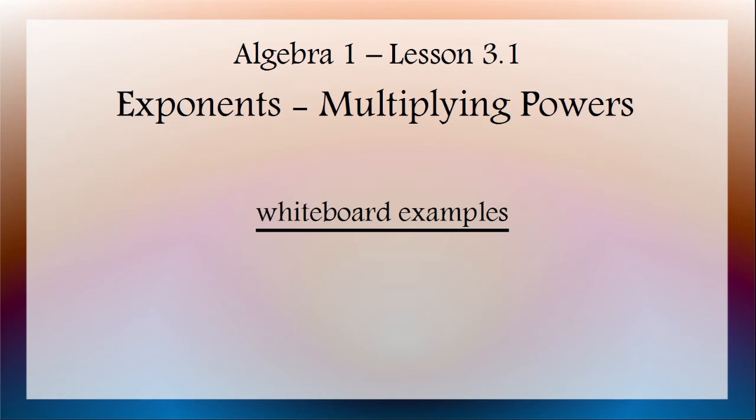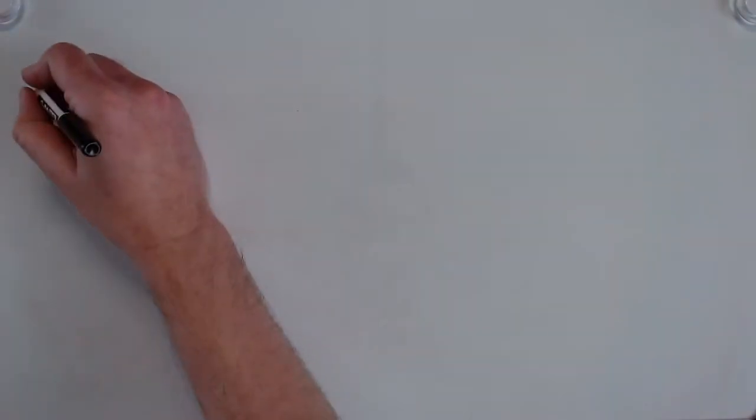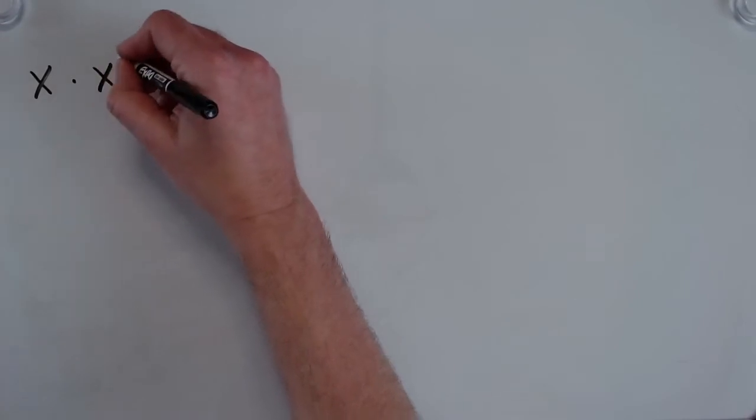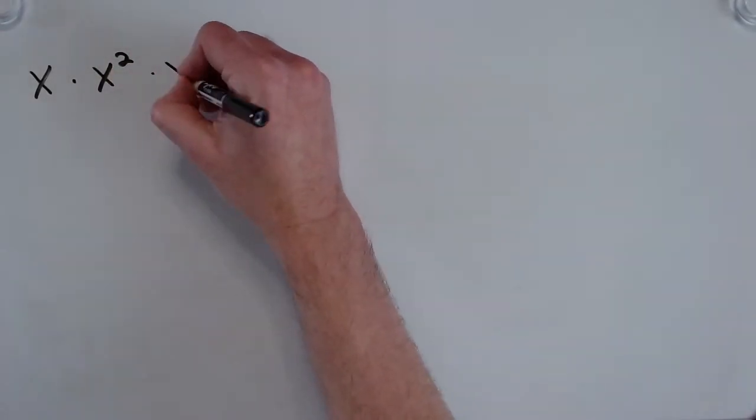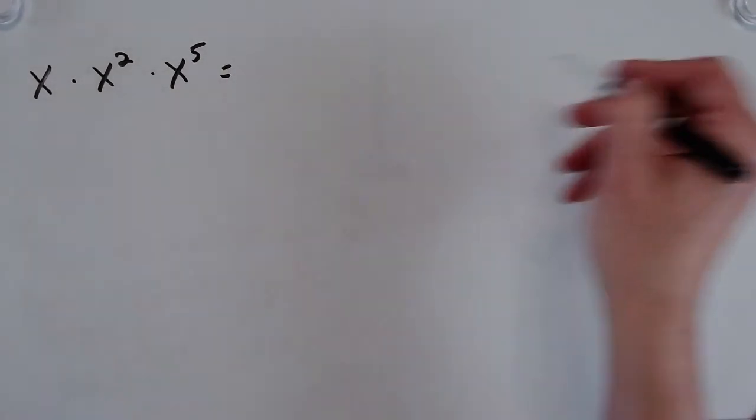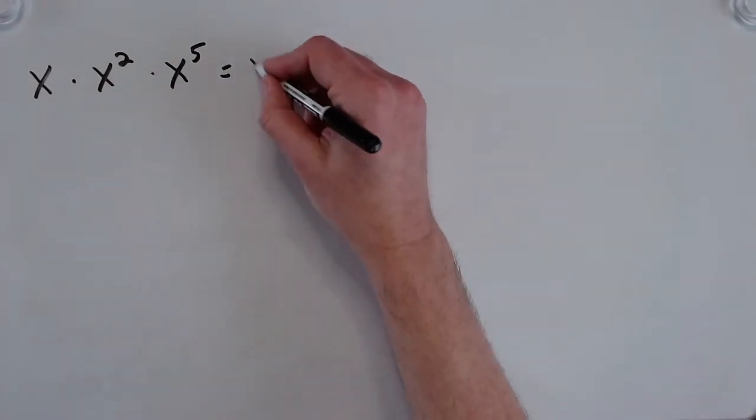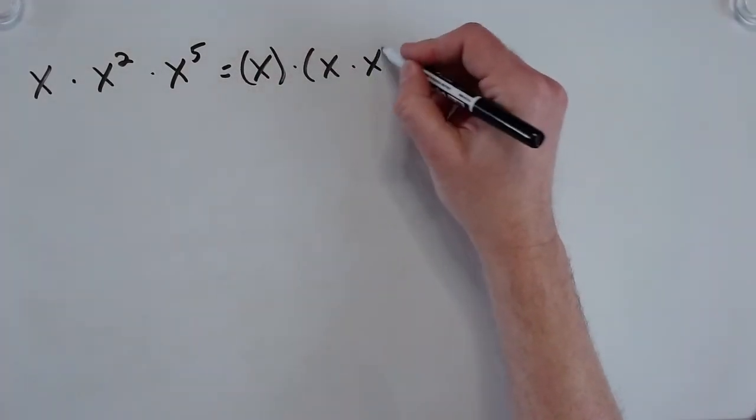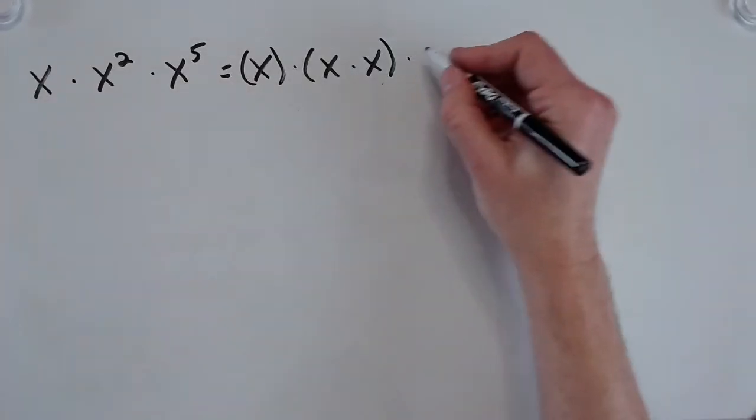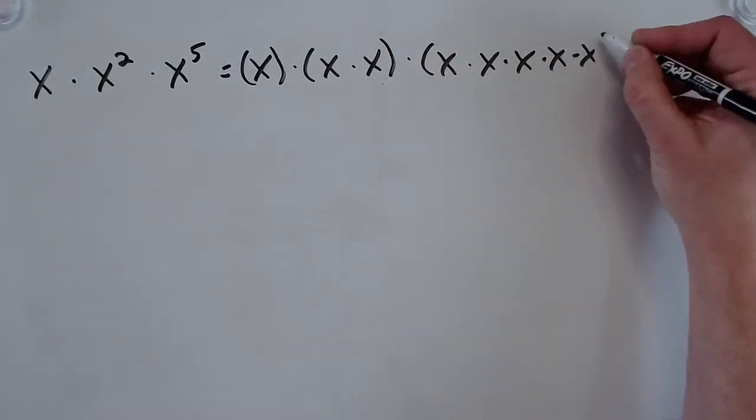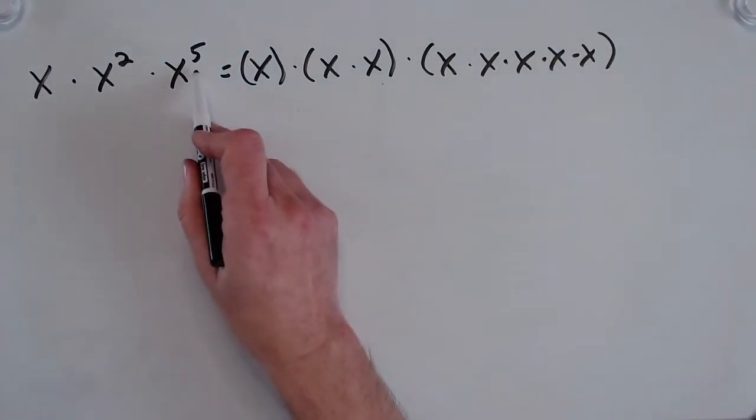We're jumping right over to the whiteboard for some fun examples. Alrighty, exponents and exponents. Let's do x times x squared times x to the 5th. For this example, I'm going to write them all out so we can see what we're talking about. Here's the first x. There's 2 x's because of the 2, times x times x times x times x times x, 5 x's because of the 5 here.